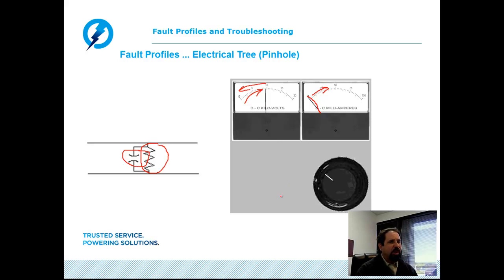So when testing this type of cable fault, one of the things we're looking for when profiling is this: we can use a simple megohmmeter to measure the insulation resistance value. Again, the higher the insulation resistance value, the better the condition of the cable. We could also use a high potential test set. It could be either DC or very low frequency, VLF, AC style.